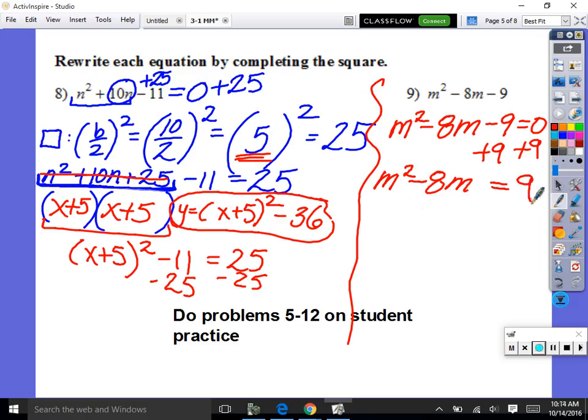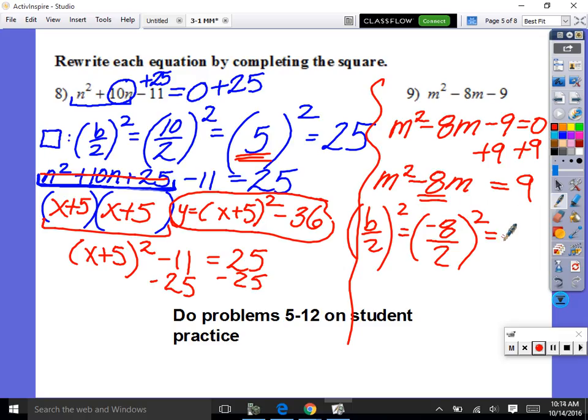Is everybody good? So now we say to ourselves, we want to complete the square so that we can factor this to be perfect squares. And so we take our b divided by 2, squared. So that's negative 8. Isn't that b? Negative 8 divided by 2, squared. We show our work because we're going to use our work to help us use a little trick. So negative 8 divided by 2 is negative 4, squared. Negative 4 squared is 16.